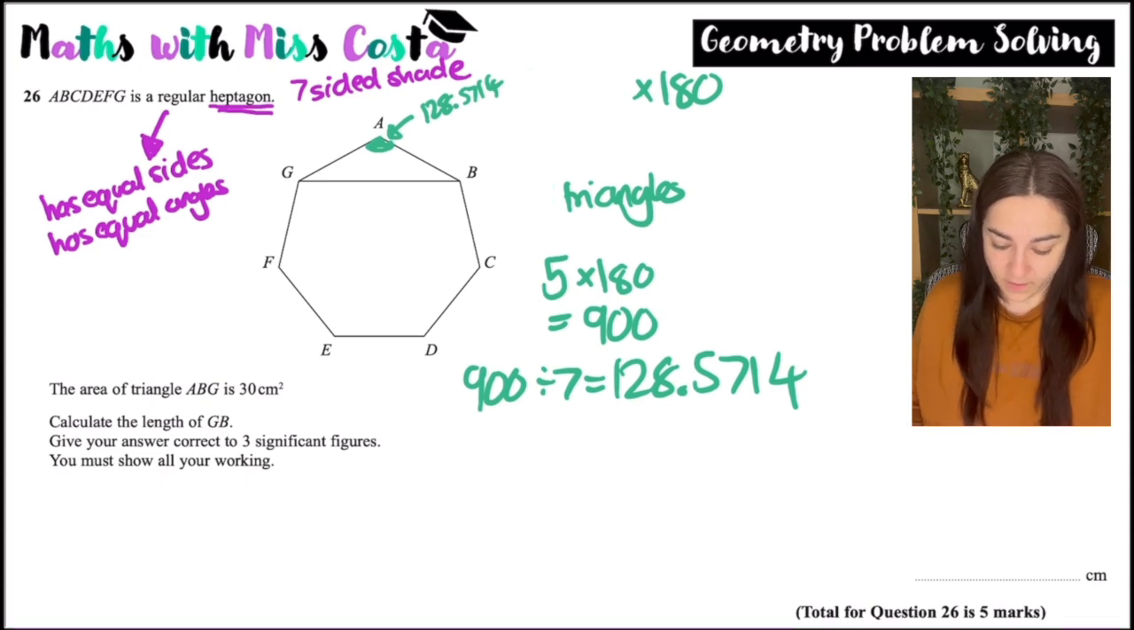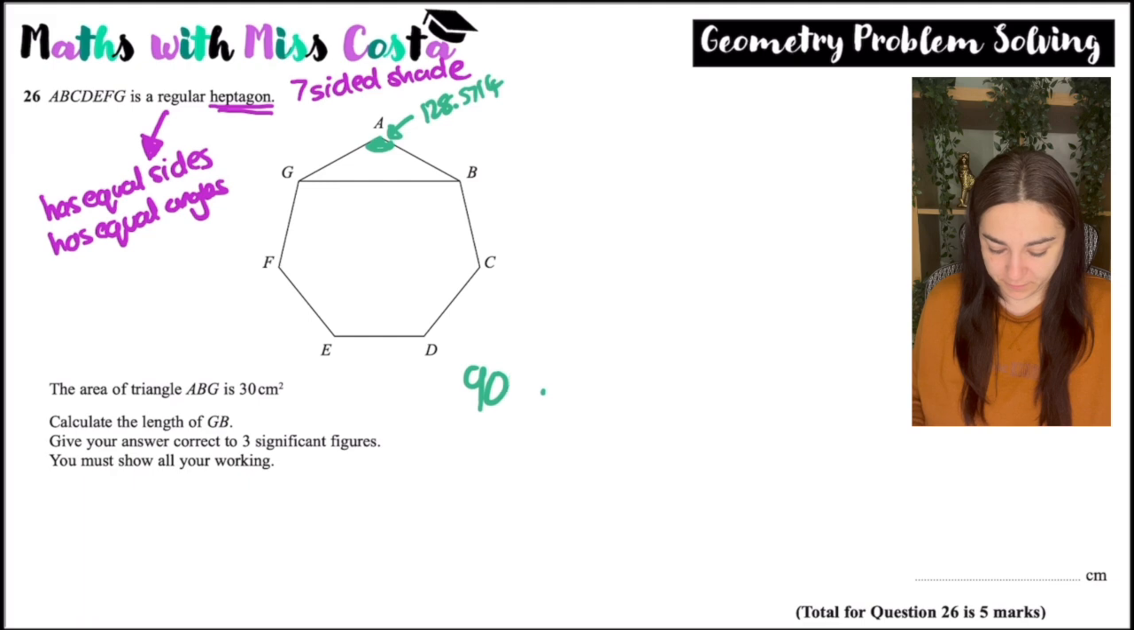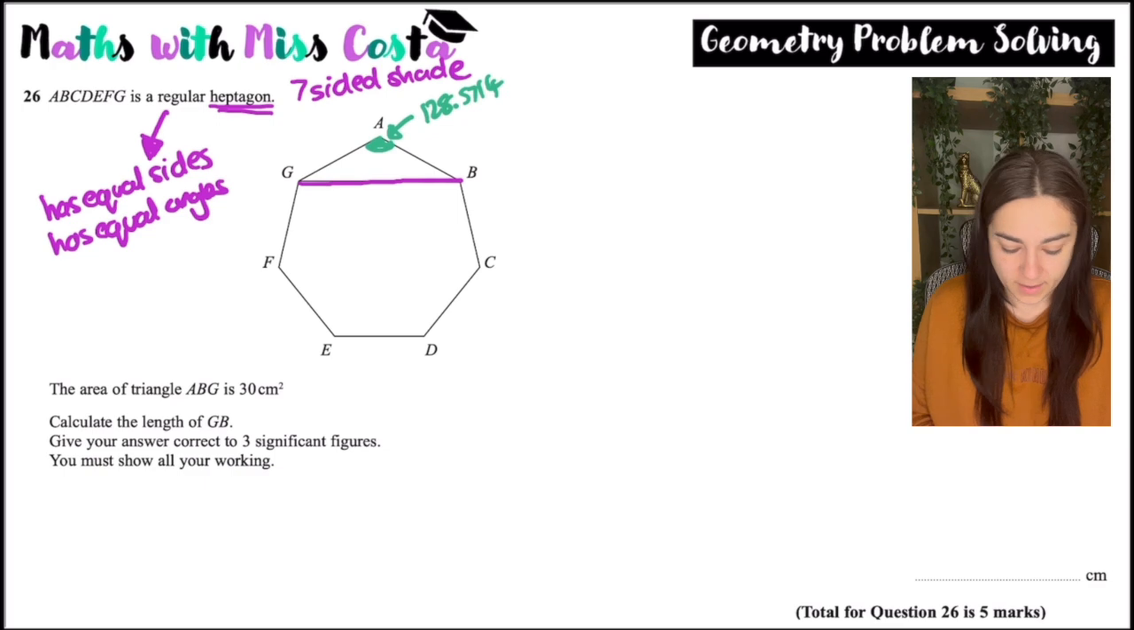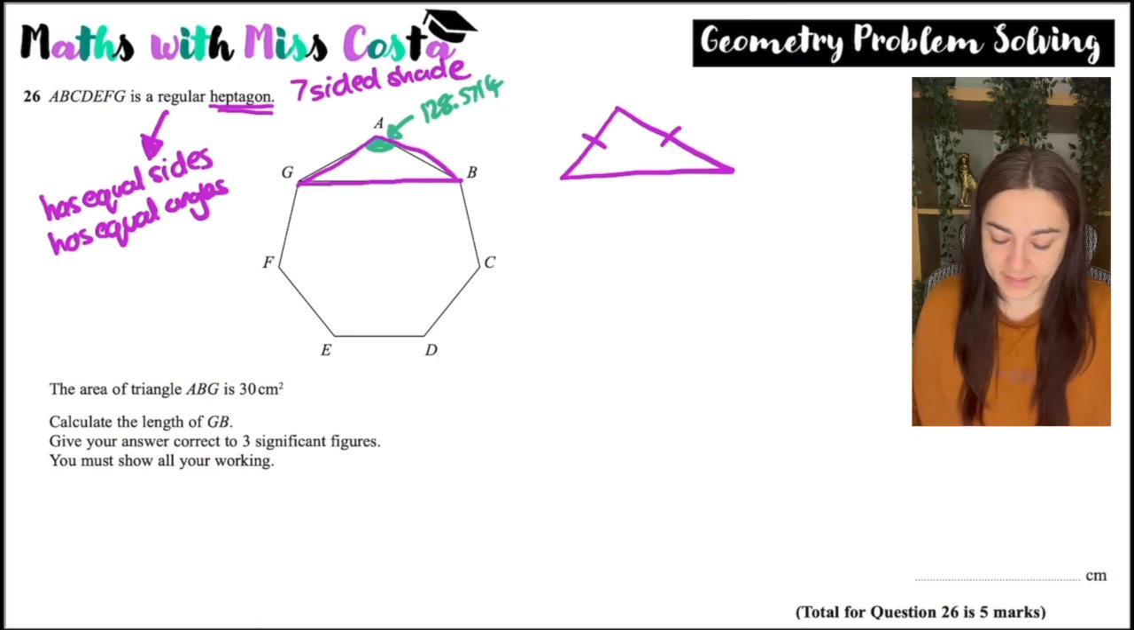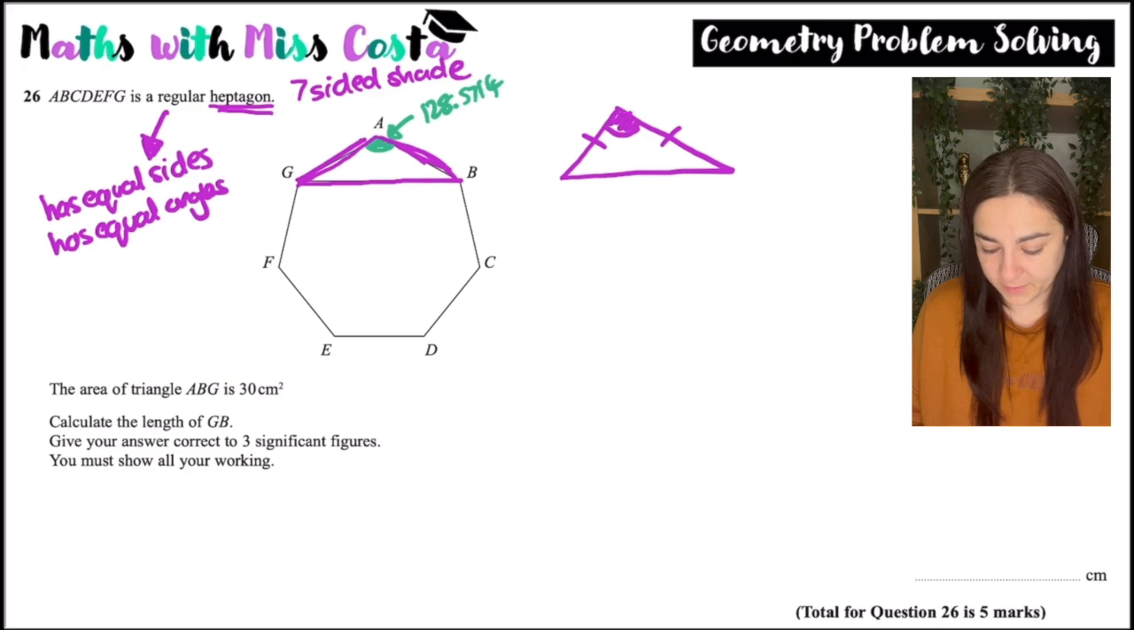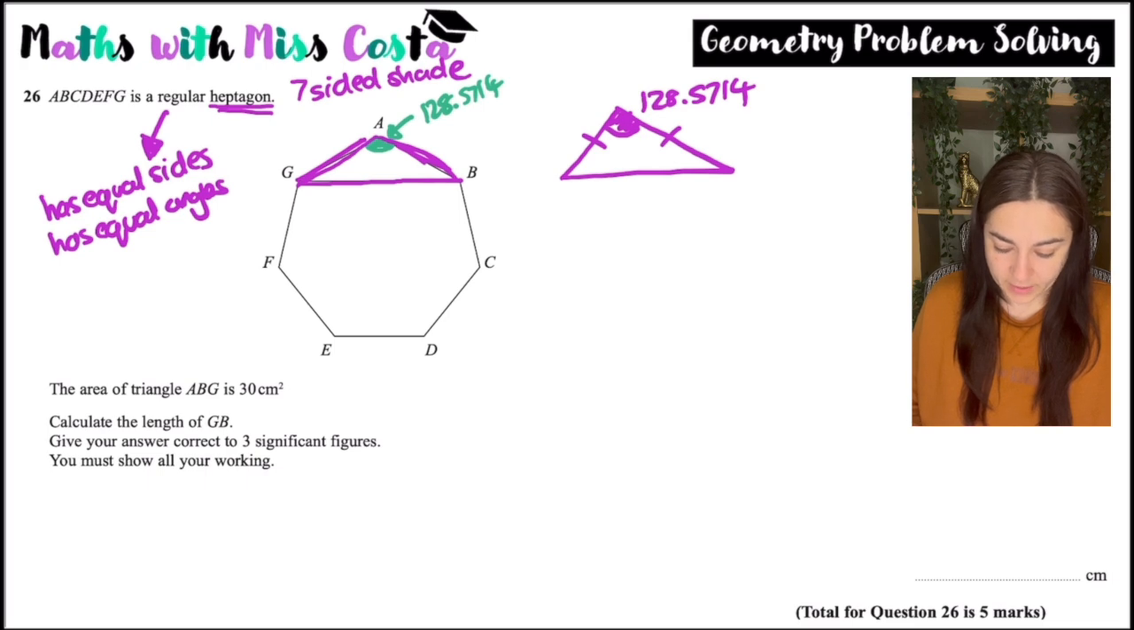Now, I am being asked to calculate the length of GB, which is this length here. And I'm also told that the area of this triangle is 30 centimeters squared. So if I just draw this triangle over here, I know that it's going to be an isosceles triangle because I know that it's a regular heptagon. So this side GA is going to be equal to this side here. I know that this angle here is 128.5714. And I know that its total area is 30 centimeters squared.